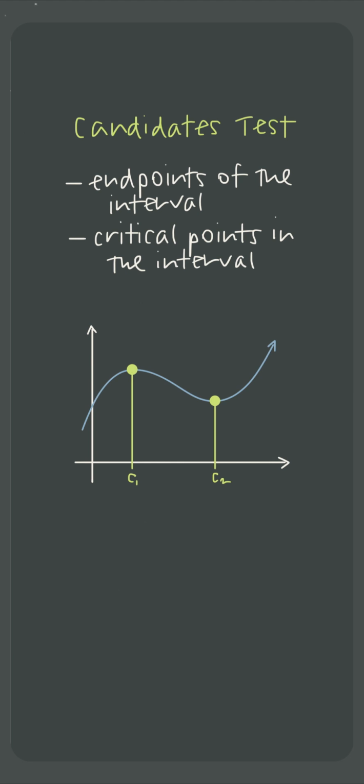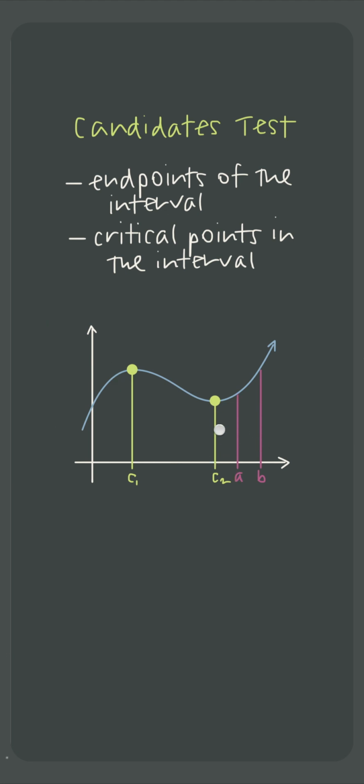Then, if we're asked to find the absolute largest or absolute smallest value in the interval a to b, the only possible candidates for largest or smallest value are the endpoint a, the critical points C1 and C2, and the endpoint b. But remember, if the interval we're given excludes a critical point, then that critical point is no longer a candidate. So, given this interval instead, the only candidates are a, b, and C2.